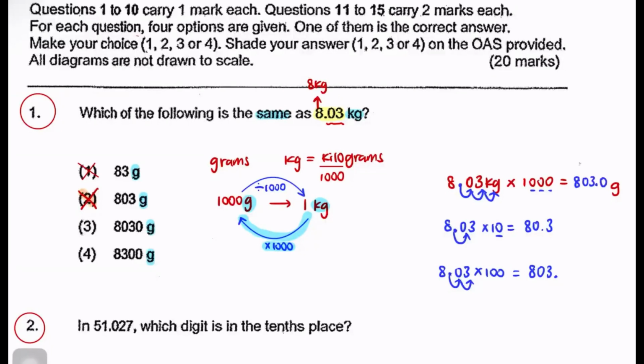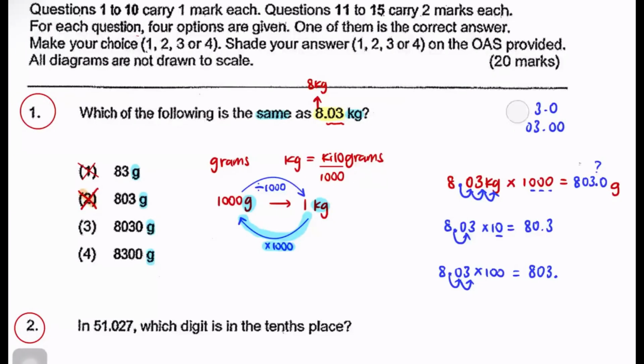Is it like that? Correct or not? But is this correct? Is it 803? Look at this. When I multiply by 100, it's 803. When I multiply by 1000, it's still 803. Oh, okay. What is the difference between 8.03.0 and 803.00? Any difference or not? Is there any difference in these two numbers? No, they are still 803.